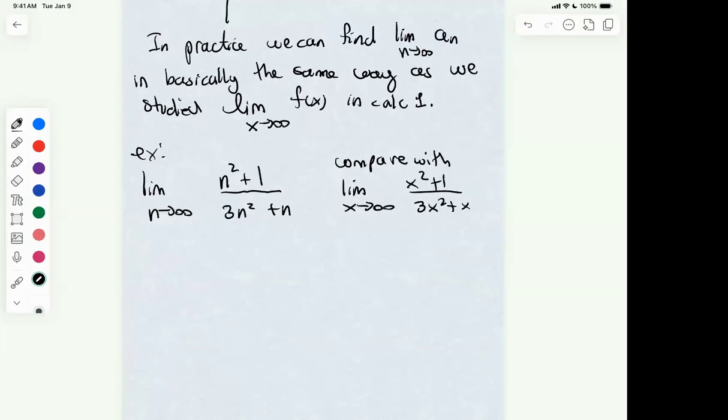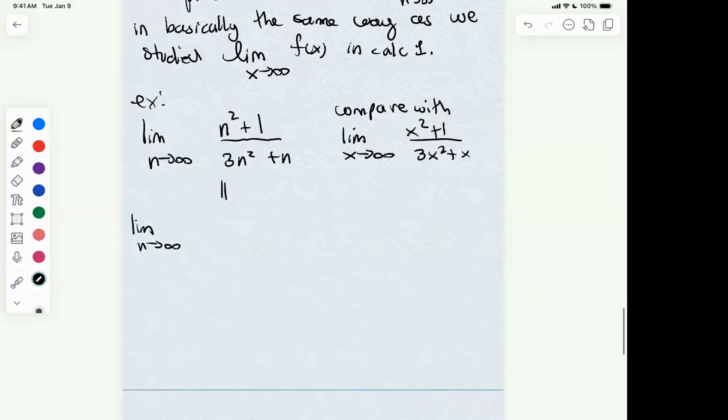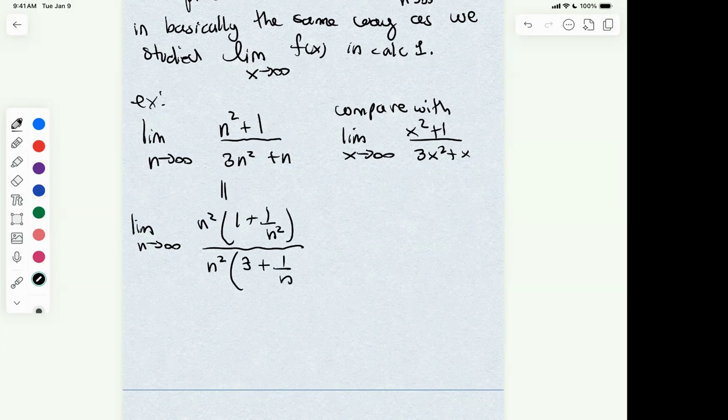you could even have used L'Hopital's to find that limit, but it's not necessary to do something as strong as L'Hopital's. You can just factor out the n squared in the numerator and the denominator. That's probably how you first learned how to do that anyways. So if you factor out an n squared in the numerator, that gives you 1 plus 1 over n squared. And in the denominator, that gives you 3 plus 1 over n.